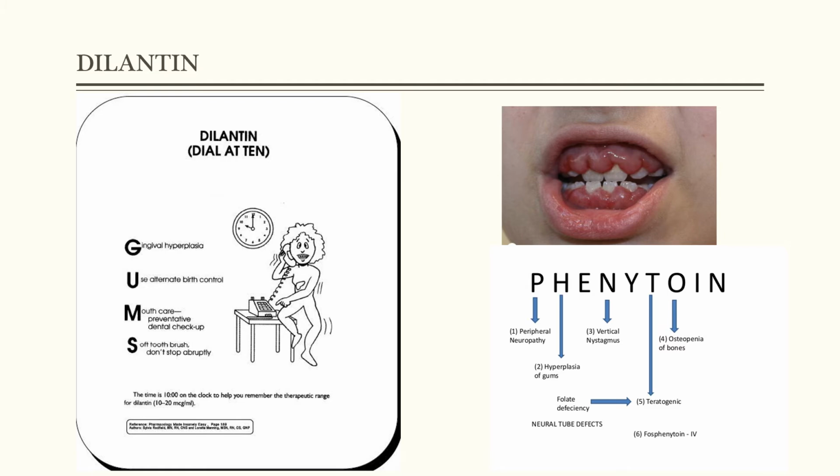Now, note evidence of central nervous system side effects such as blurred vision, dimmed vision, slurred speech, nystagmus, or confusion. Nurses should monitor for those side effects. In the patient taking Dilantin, gingival hyperplasia may be noted.